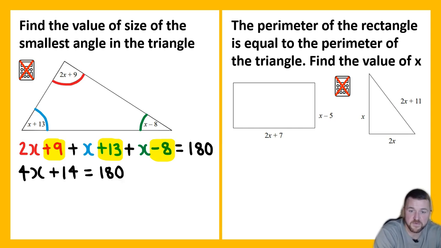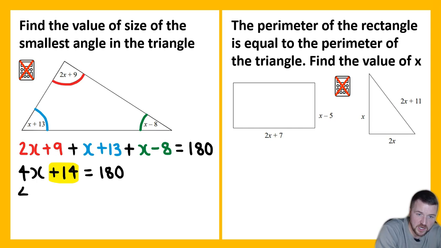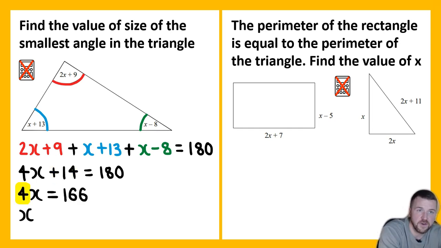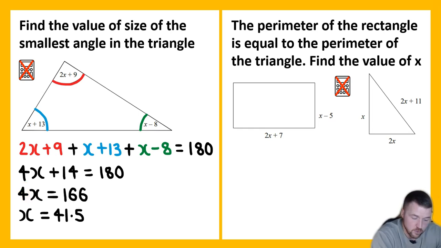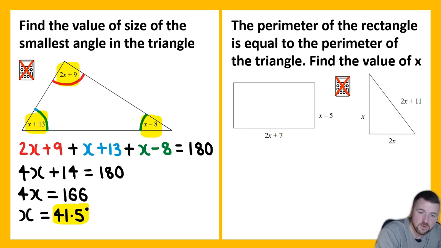Therefore, 4x plus 14 is equal to 180, and I can now solve to find x. Subtracting 14 from both sides, 4x is equal to 166, and dividing through by 4, x is equal to 41.5 degrees. Now I can substitute this value for x back into the original expressions to find which of these is the smallest angle.